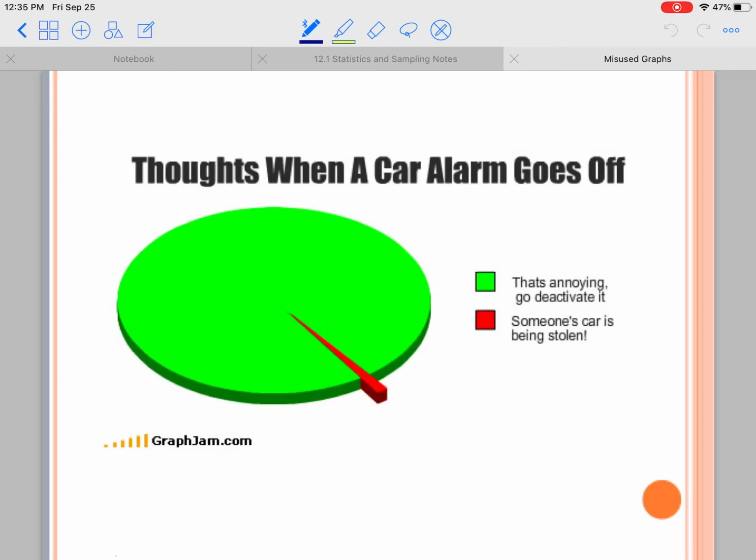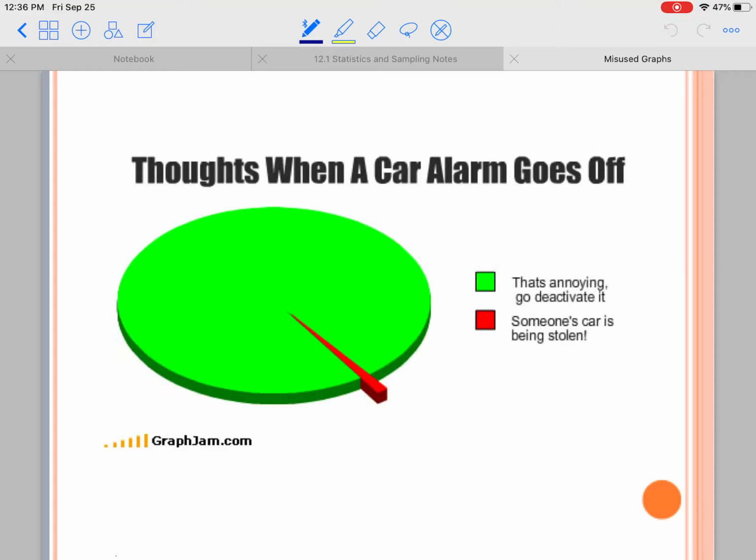So this graph shows the thoughts when a car alarm goes off. According to this graph, there's a huge section of green that says people are thinking, man, that's annoying, turn it off. And then you've got this one little sliver of red where someone's car is actually being stolen. That's no good. So when a car alarm goes off, what do you think about this graph? Is this accurate? Or do you think most people are thinking that that's annoying, they should turn the alarm off? Do you think it's possible that there's just a small portion of people that are actually having their car stolen? Maybe that's true, and that's what the graph is trying to tell us, but are there some issues with this graph?